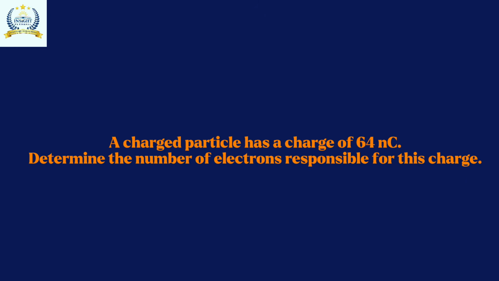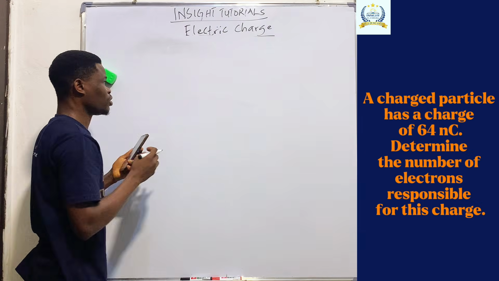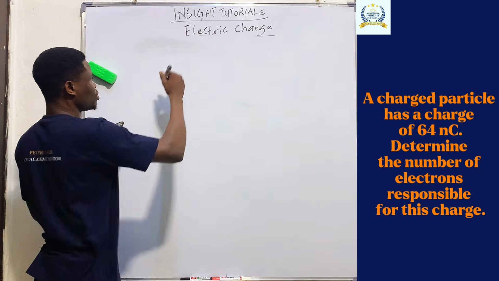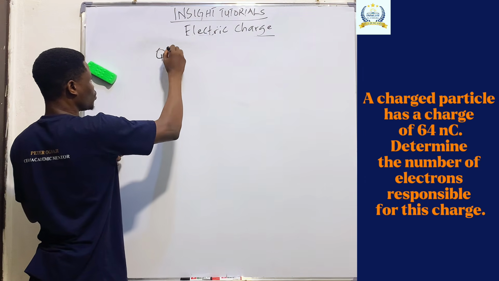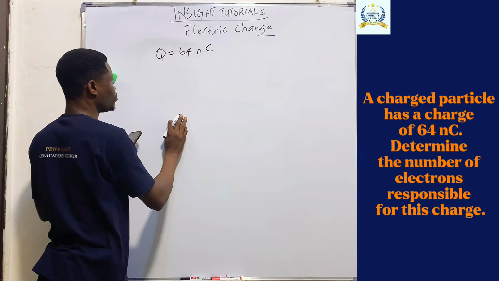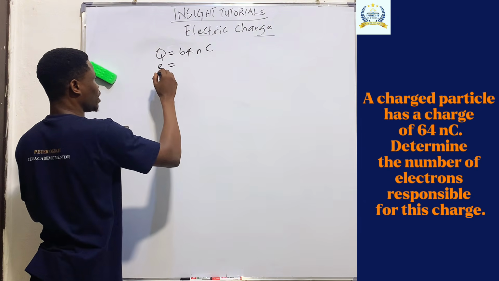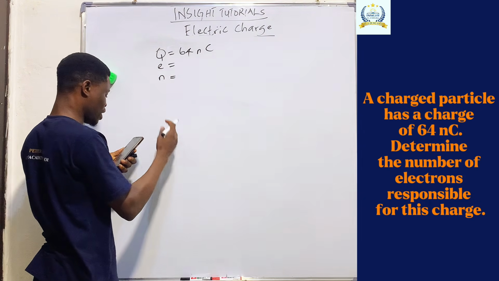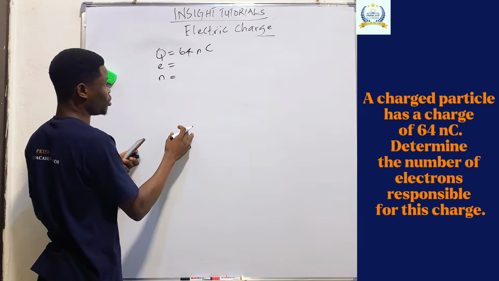A charged particle has a charge of 64 nanocoulomb. Determine the number of electrons responsible for this charge. So with that question in mind, the total charge was given as 64 nanocoulomb, and we are asked to look for the number of electrons that this particular body possesses.